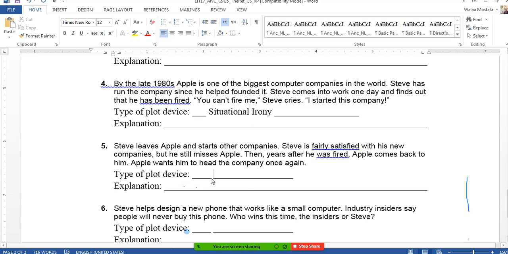Steve leaves Apple and starts other companies. Steve is fairly satisfied with his new companies, but he still misses Apple. Then years after he was fired, Apple comes back to him. Apple wants him to head the company once again. Okay.